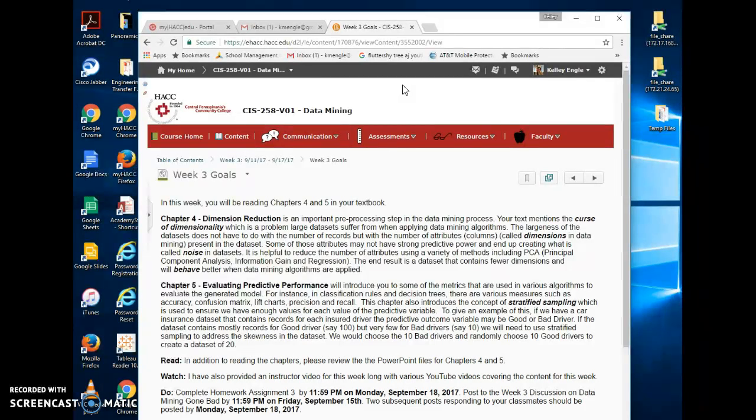So if you're looking at good or bad drivers, you want as many good drivers as you have bad drivers so that the algorithm can actually learn how to equally predict both good and bad drivers. If you give it too many good, it'll get really good at predicting good, but it won't be very good at predicting bad. So stratified sampling is a technique we use to address the skewness factor.